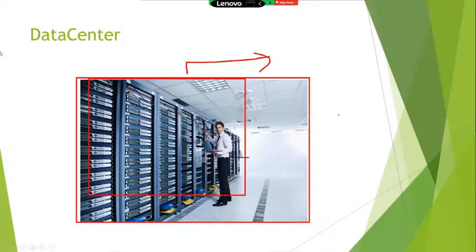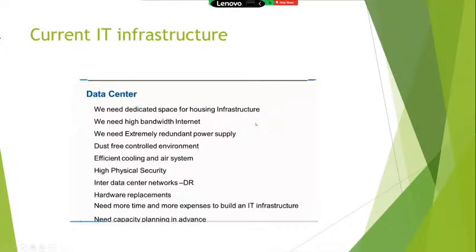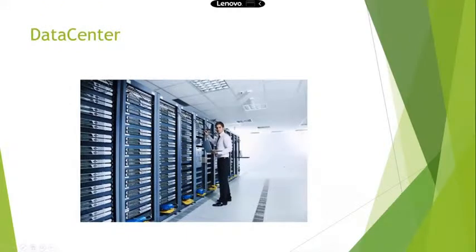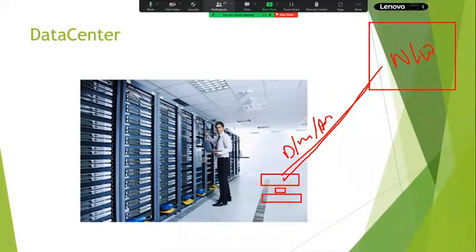What are the things? First, we need dedicated space for housing infrastructure, the point which I have just explained. Next, we need high bandwidth internet. For example, my organization's data center is in New York and I am sitting in Hyderabad. To access the data, our application information, our database, we need high bandwidth internet. That is another cost.